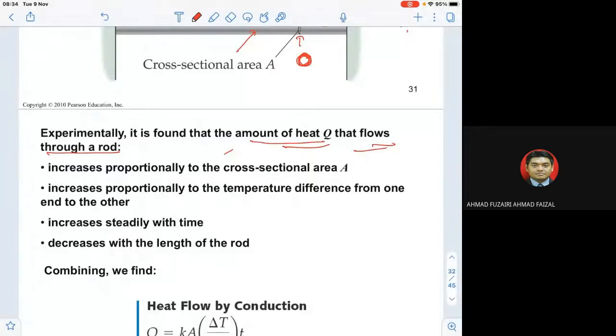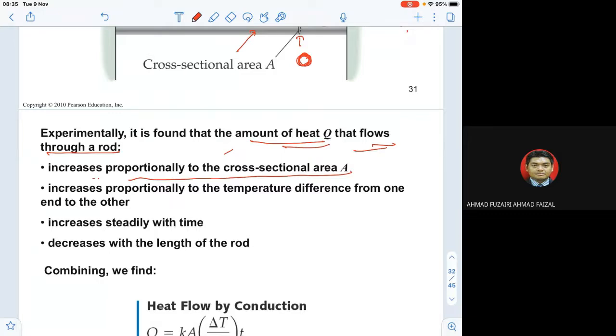Okay, so what happens when the heat flows through the rod? It increases proportionally to the cross-sectional area A. This is just an observation, a finding from the experiment. So the heat flow increases proportionally to the cross-sectional area. That means the larger the area, the more heat can flow.